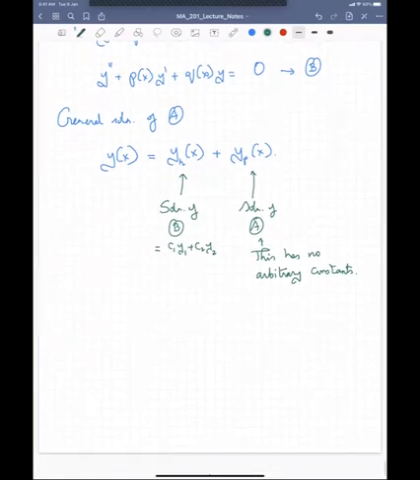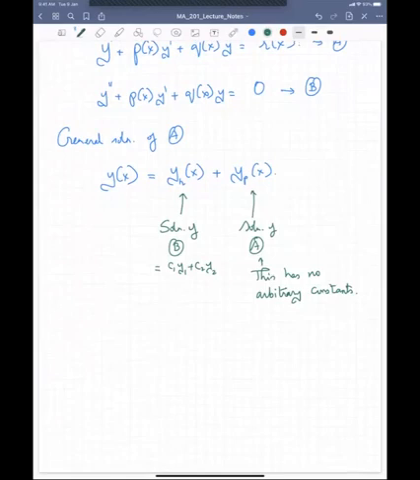So assuming that you know how to solve the corresponding homogeneous equation, you can write down the general solution of the inhomogeneous equation as a linear combination of the homogeneous part and a Yp of x, which is a solution of the inhomogeneous equation but doesn't have any constants in it. Okay, so this is the definition of the general solution of A.